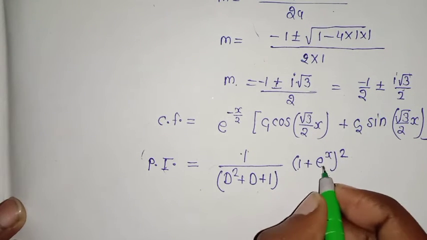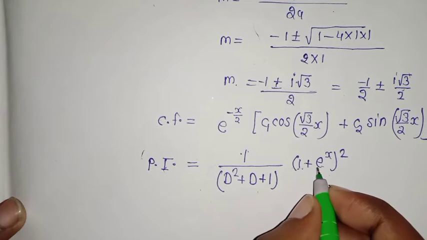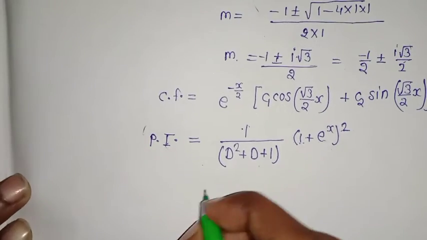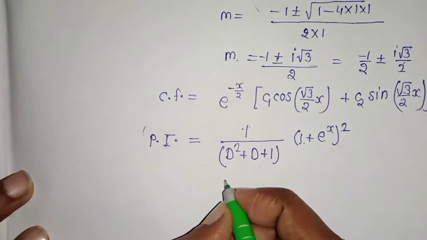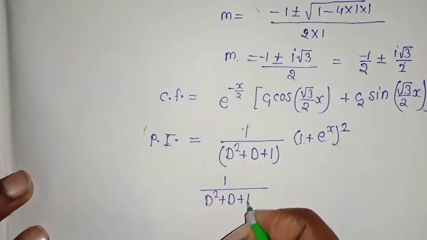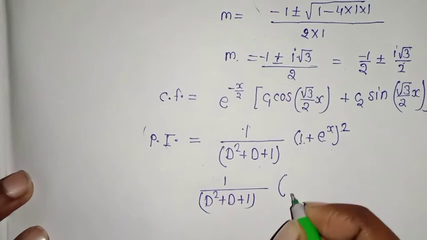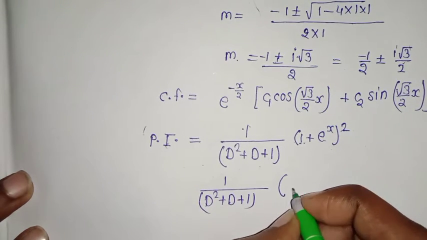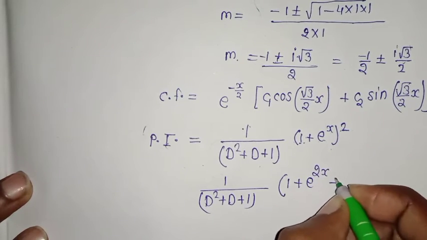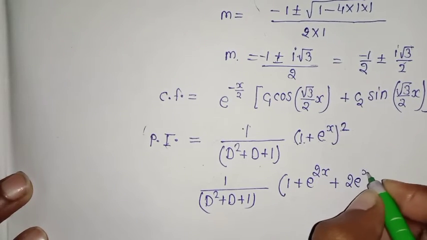Now we will apply the formula of a plus b whole square here. And what can we write in place of this? 1 by D square plus D plus 1. If we apply the formula of a plus b raised to power 2, then we get 1 plus e raised to power 2x plus 2 e raised to power x.